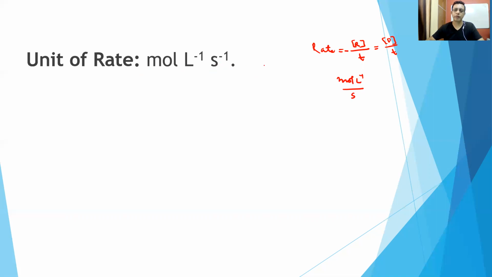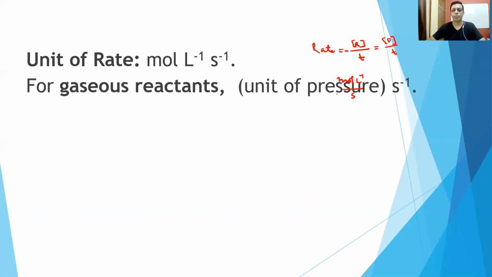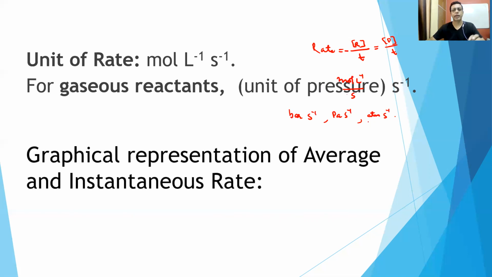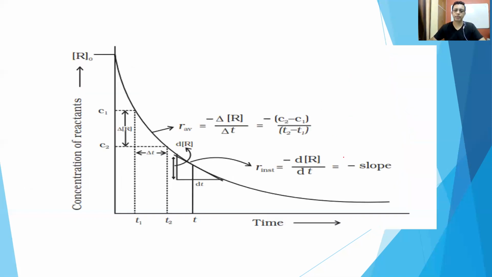And when gases are involved, we say the rate is expressed in terms of change in partial pressure, not the concentration. So we can write the unit of rate as unit of pressure per second, like bar per second, Pascal per second, atmosphere per second, etc. So unit of pressure per second. So next, let us explain graphically the average and instantaneous rate of a chemical reaction.